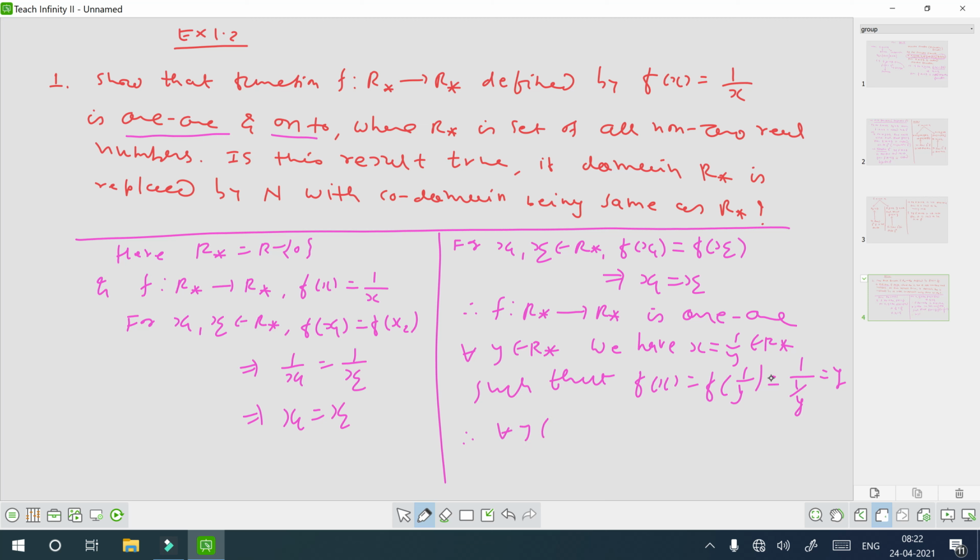So for every y belongs to B, we have x is equal to 1 by y belongs to R star such that f of x is equal to y, and therefore f from R star to R star is onto, and therefore f is 1, 1 and onto function. Clear? Next they are asking the question, if domain R star is replaced by N and codomain remains same, then what happens, that we want to see.